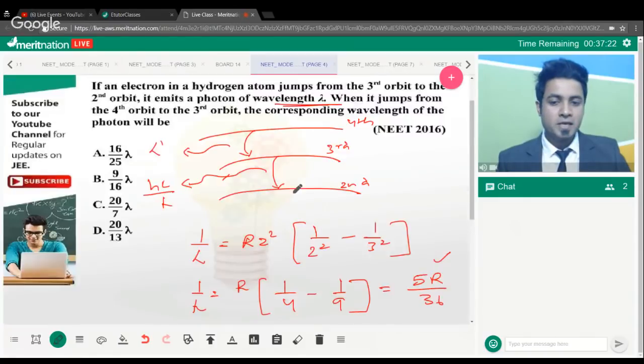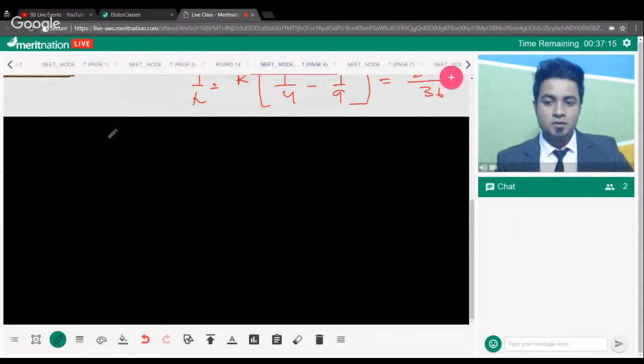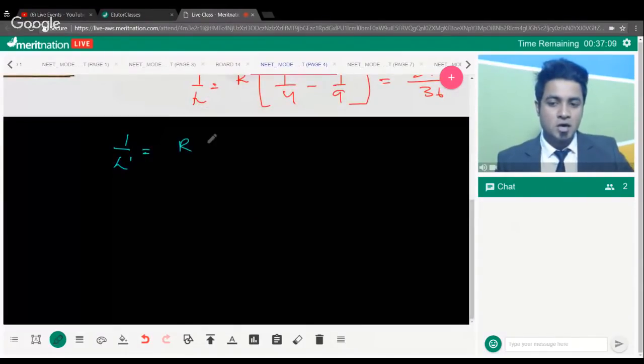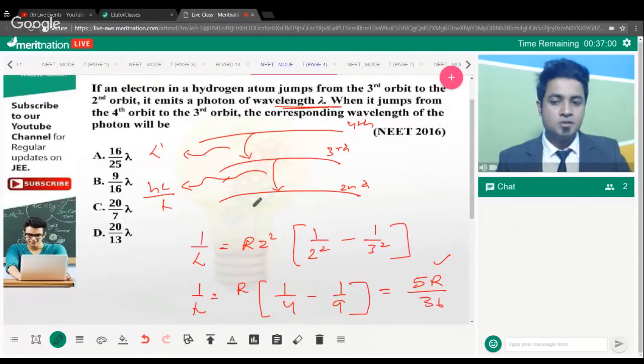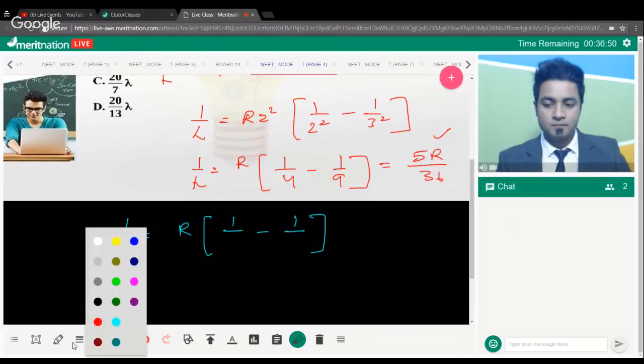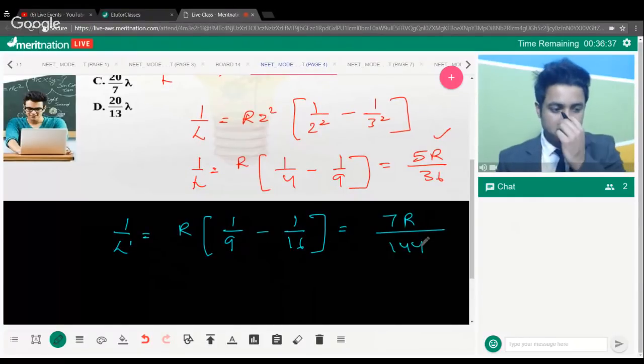Now if we talk about the second one, as it is coming from the fourth orbit to the third orbit, fourth to third, this time it is going to be R, Z I have already taken as 1. This time it is going to be 1/9 minus 1/16. It has to be 9 and this time 16. So this is coming out as 7R upon 144, right?